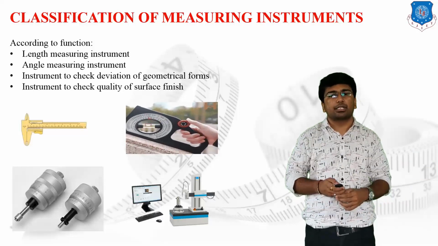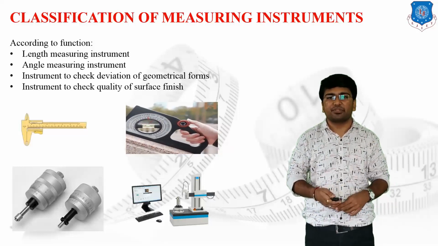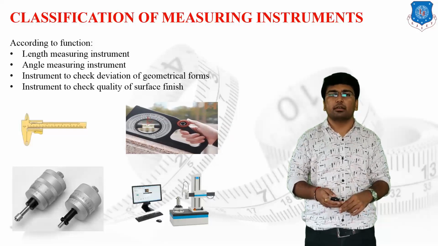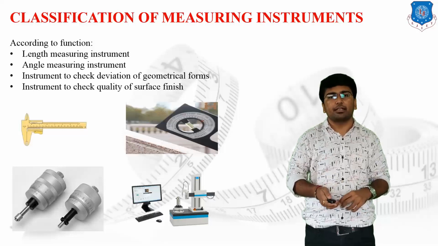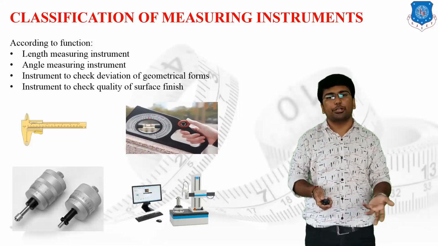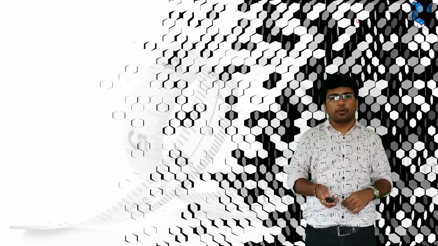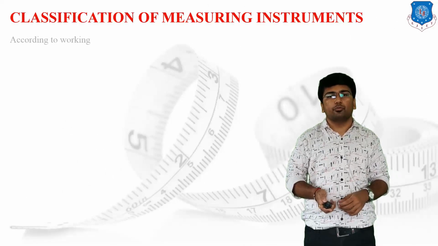That is the surface finish instrument, or we can say the instrument which is useful for the surface finish. The surface tester is a basic surface finishing instrument which is useful in the mechanical industries to check the surface finish, or we can say the quality of the surface finish. The next category for the classification of measuring instruments is according to working.